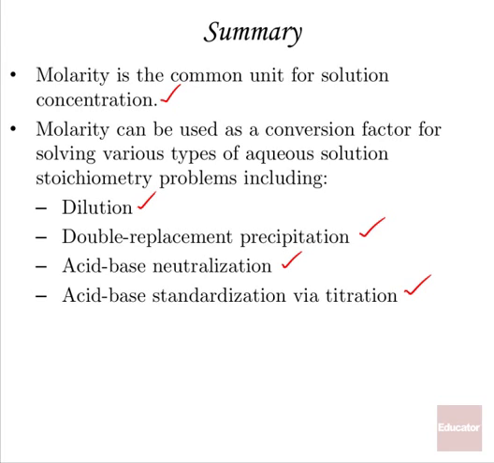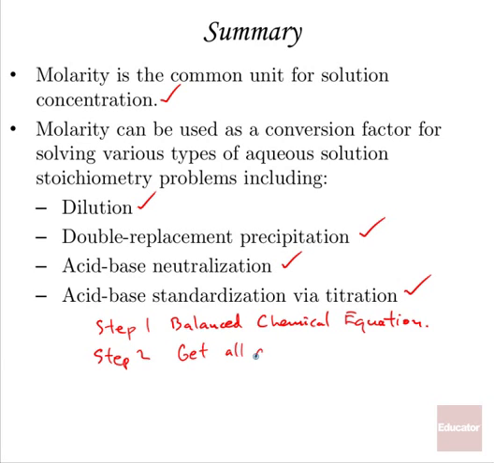And finally, let's go over the basic steps and formats for doing general stoichiometry problems. So step 1, everybody, is to make sure you come up with the balanced chemical equation, if not provided for you already. So balanced chemical equation. Okay, step 2 is to get all amounts you can in the moles. So get all amounts possible into moles.